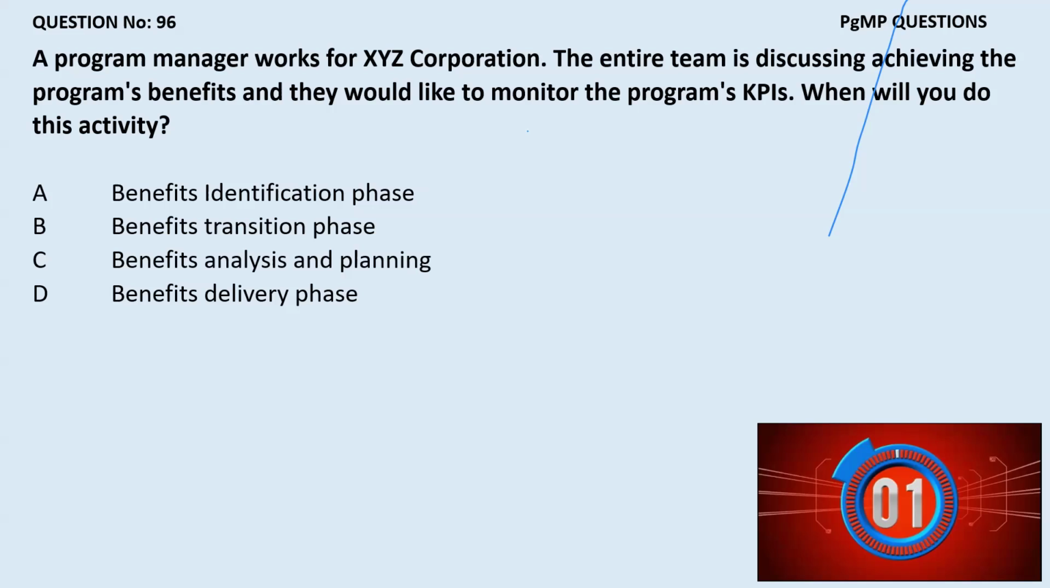Sandeep, why C? They said they are discussing achieving. I thought they haven't achieved it, so it was a grammatical mistake. But they would like to monitor the KPIs. When will you do this activity?